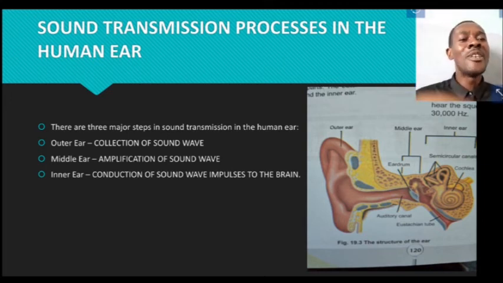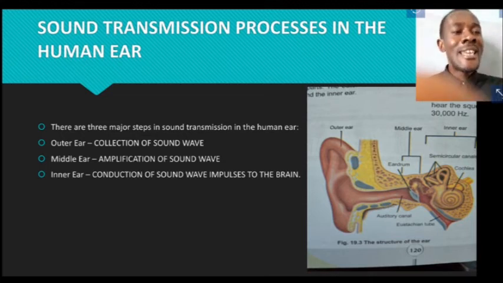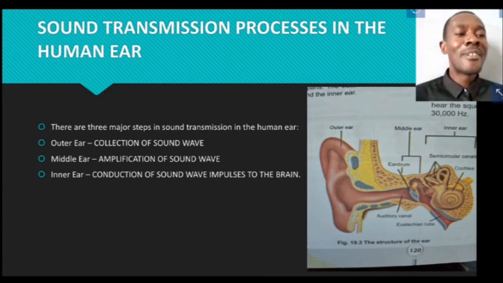Now, we're going to be looking at the next thing on our specific objective, which is sound transmission processes in the human ear. How is sound detected by the human ear? First and foremost, you have to know that the ear has three different regions, three major regions. And what are those three major regions of the ear?